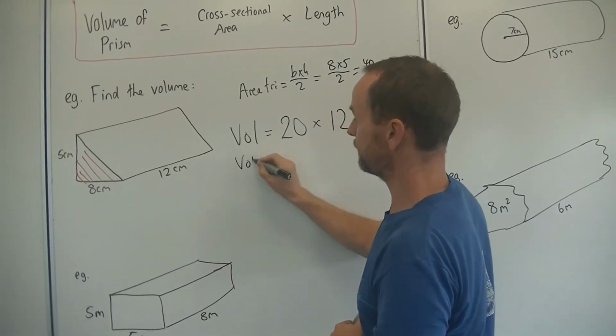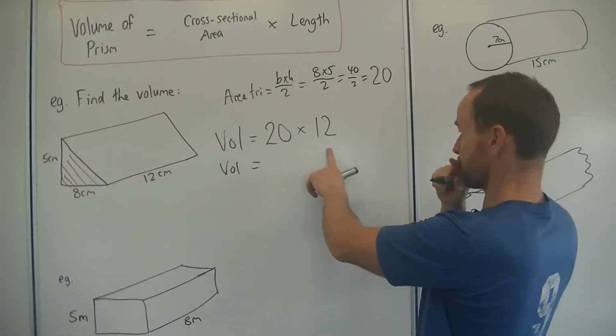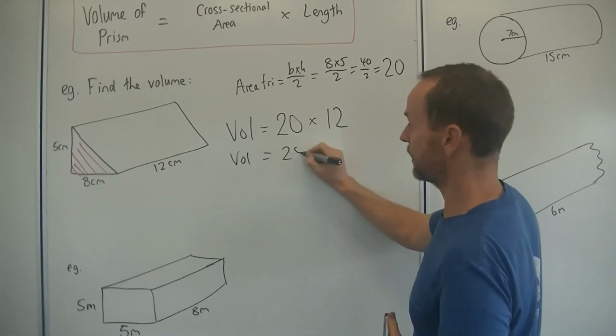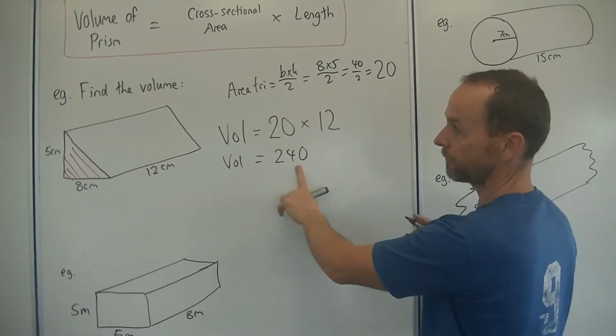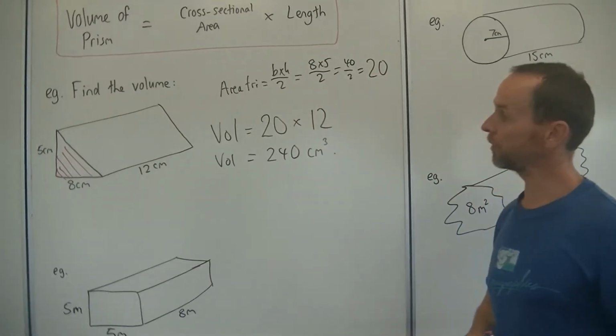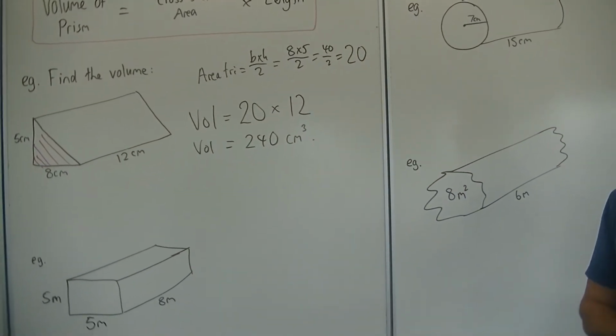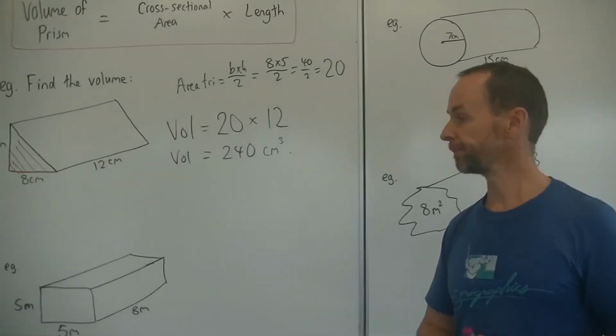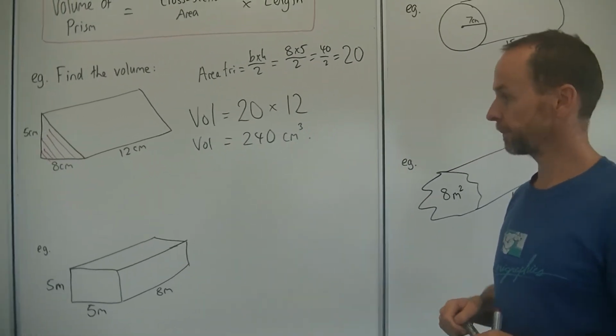And so the volume: 20 times 12, 2 12s are 24, and add a 0, so it's 240, and the units are centimetres cubed. So the volume is 240 centimetres cubed. Easy peasy. Let's go to the next one.